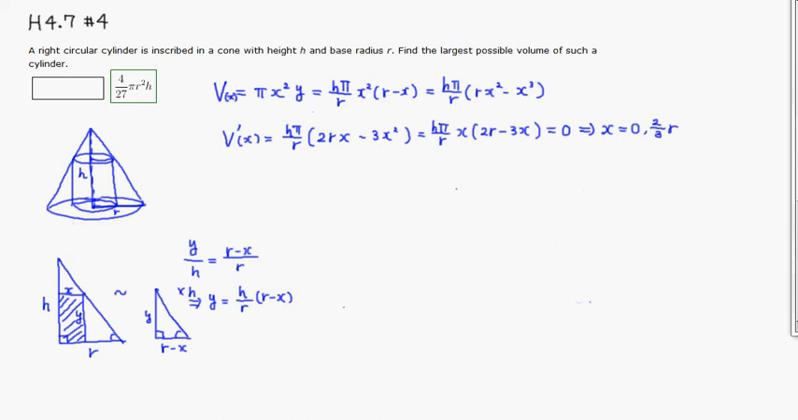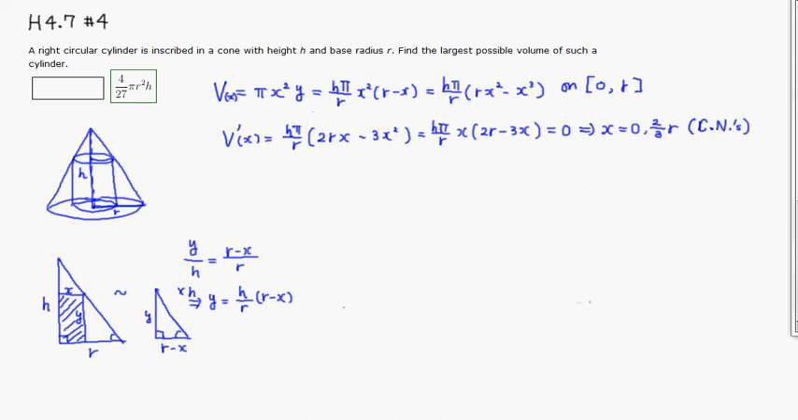All right, so let's limit the x value. x is the radius, so it can go from 0. It cannot be negative, right? And since it's inscribed in a cone with radius r, we cannot exceed r. So I'm going to stop at r. Then we determine which of these critical numbers will give you the maximum volume.